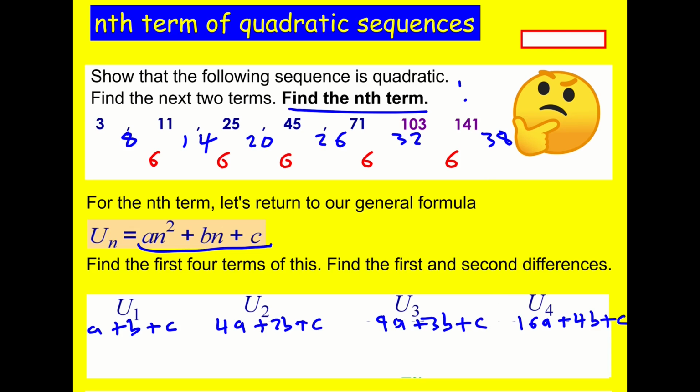It looks like I'm just making it more complicated, doesn't it? But I'm not. Now let's find the first difference. What do I add to this to give this? It's going to be 3a plus b. Here, the difference is 5a plus b. Here, it's 7a plus b. And the second difference, this is actually something we did last lesson, is 2a. And it's always 2a.